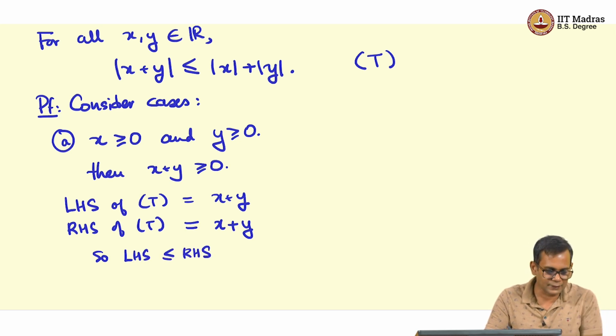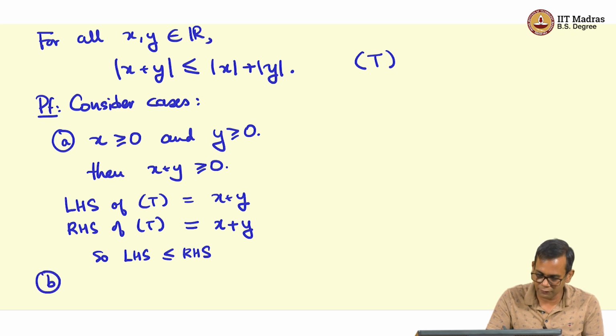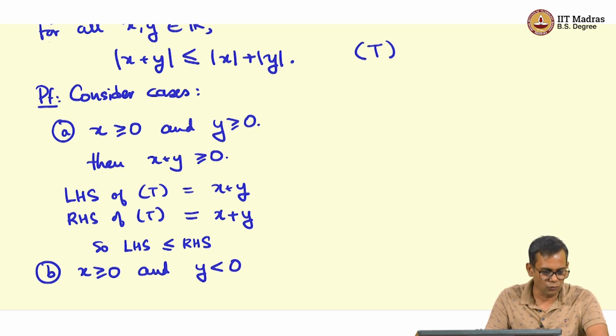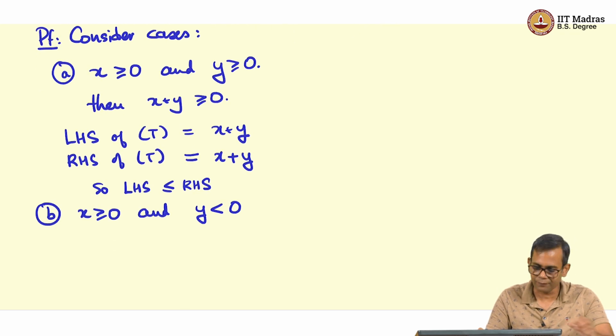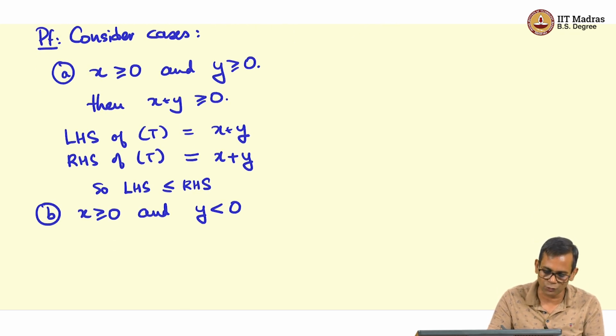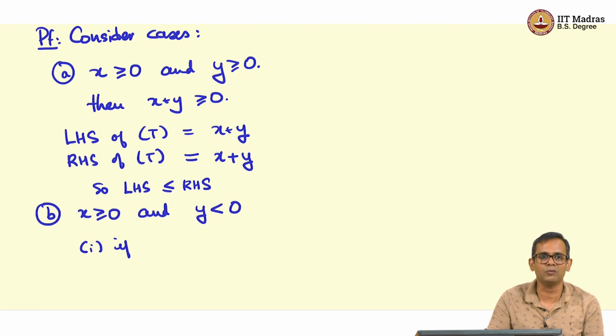Okay, let us consider the next case. What if x is greater than or equal to 0, but y is less than 0? Then what can we say? So, now in this case we will have two sub cases. First is if x is greater than or equal to 0 and y, so x is non-negative, but y is negative. It is possible that x plus y could be either positive or negative.